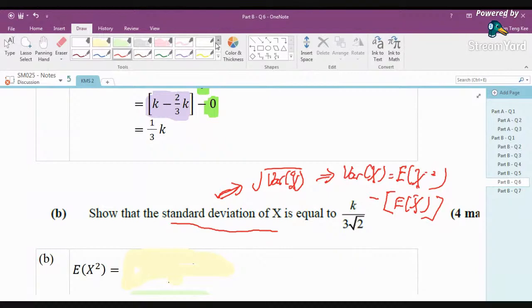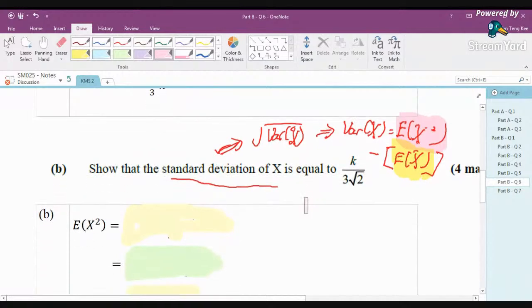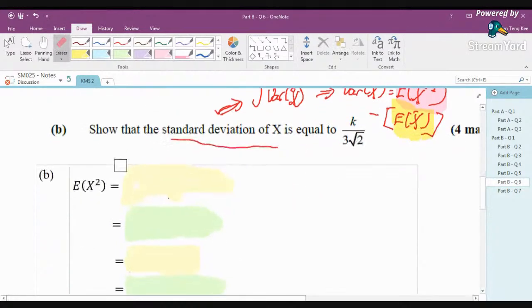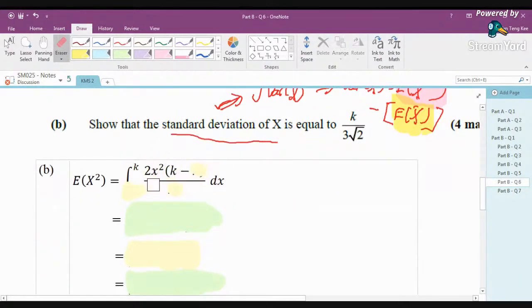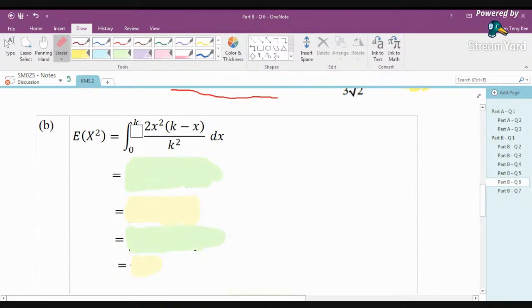So in this formula, in order to calculate the standard deviation, we have E(X), but the missing thing is E(X squared). So before we can get the standard deviation, let us calculate E(X squared). This is the result we have. To calculate E(X squared), you multiply x squared with your PDF and integrate from 0 until k.